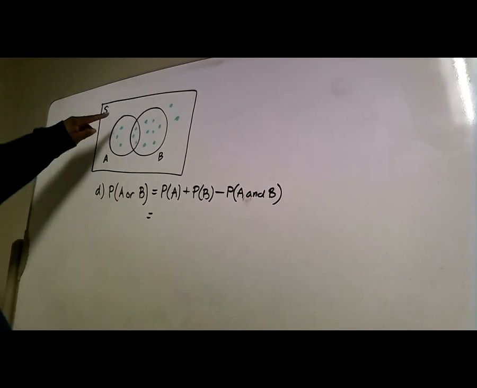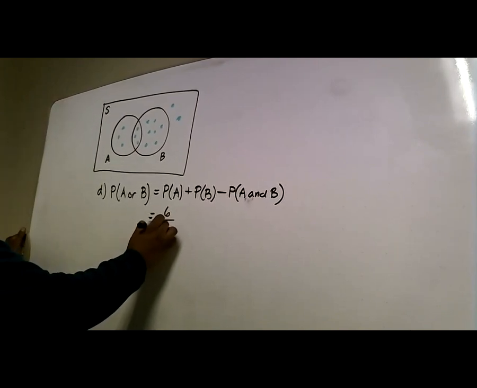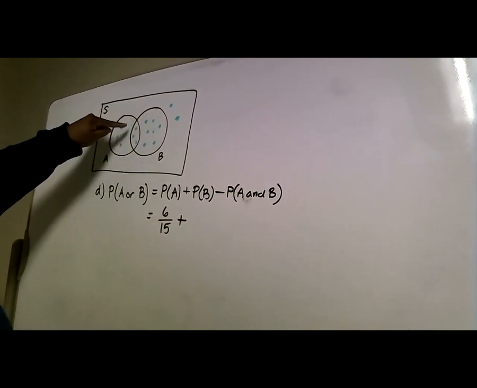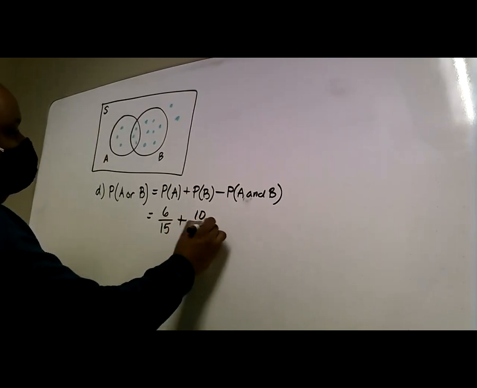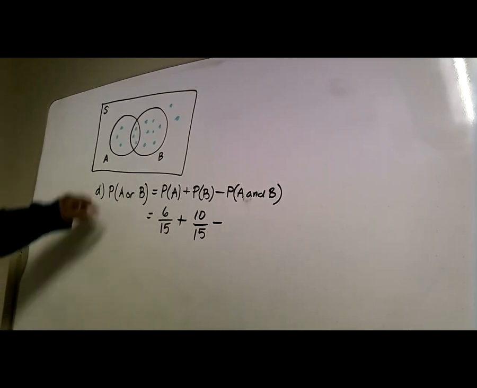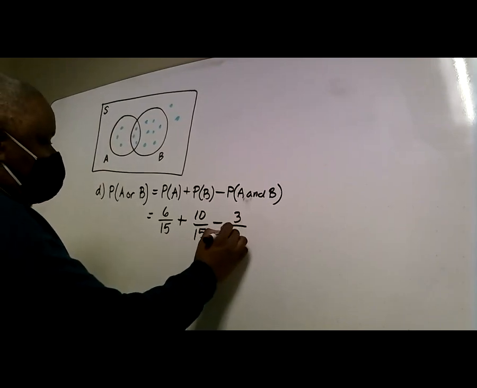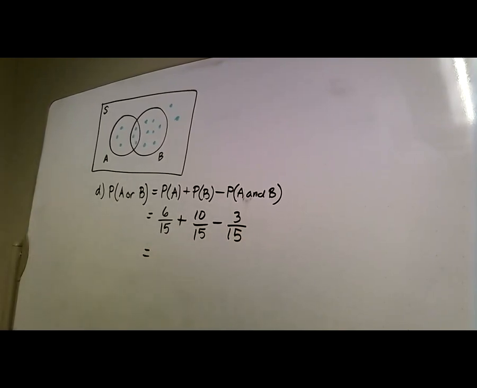So, I think we already talked about this, there were 15 dots, so that means the probability of event A was 6 out of 15. The probability that event B occurred was 10 out of 15. Now, how many dots are in the intersection? 3 is the intersection right here, the 3 dots. That's the probability of event A and B. So what's 6 15ths plus 10 15ths minus 3 15ths?